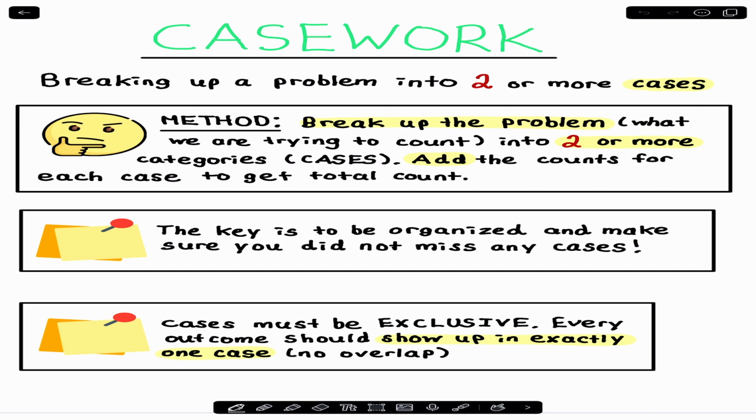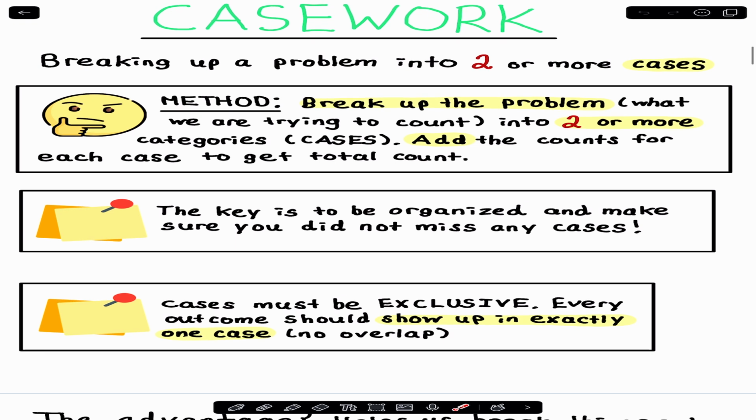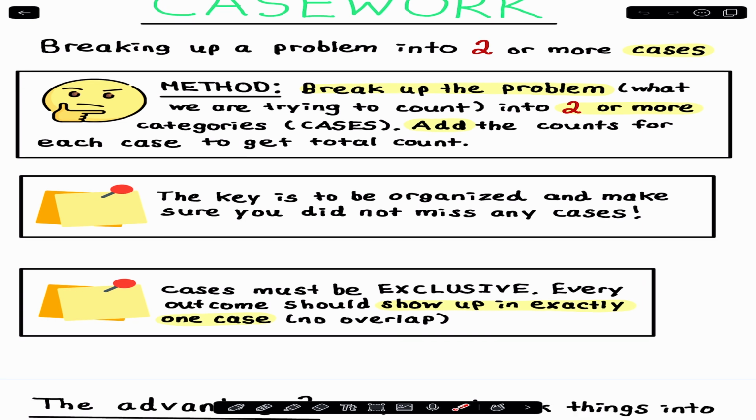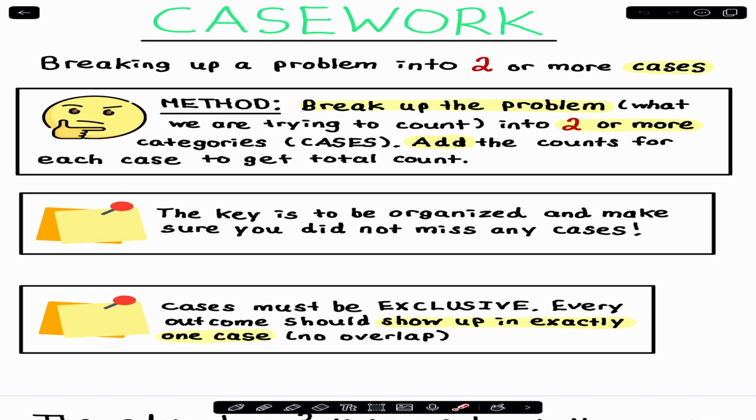So let's start. Casework involves breaking up a problem into two or more what we call cases. So what we do is we break up the problem into two or more categories, which we call cases, and then we add up the counts for each case to get the total count. And this will be our final answer. And I'm going to show you how that looks like later down in the document.